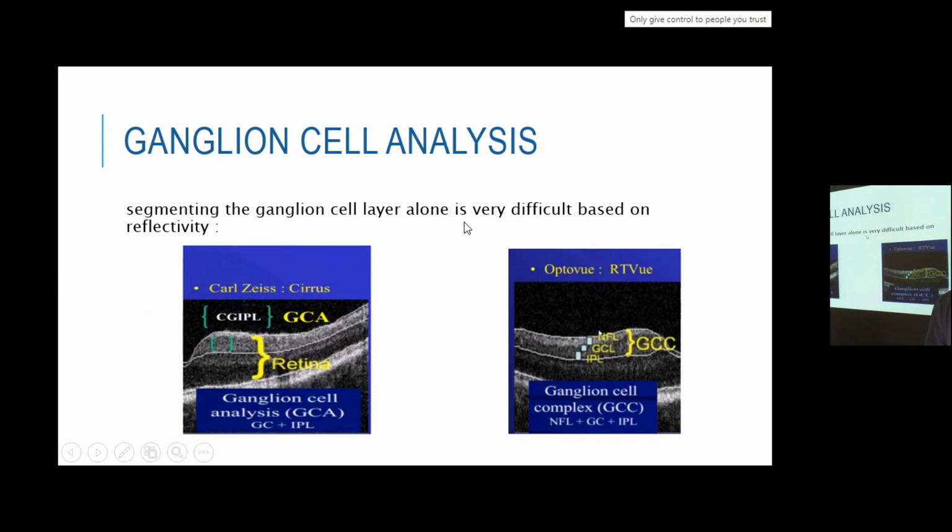Segmenting the ganglion cell layer alone is very difficult based on the reflectivity. So some machines will measure the ganglion cell layer plus the inner plexiform layer. Other machines will add the nerve fiber layer also. The machine cannot detect only the ganglion cell layer, so it will add other layers to it.